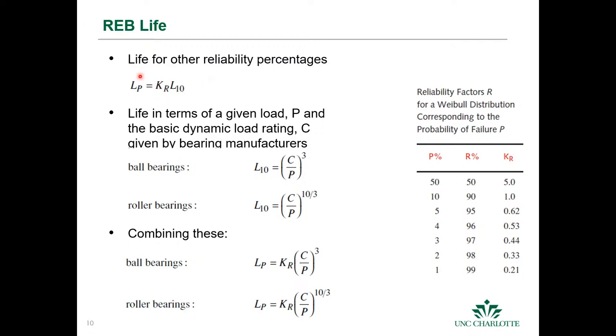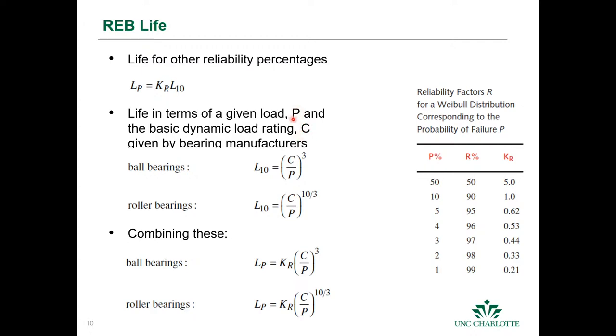If we want to know what the life is for other percentages, like if we wanted to know when 99% of the bearings would survive, then we need to take that L10 value and multiply it by this coefficient here, which corresponds to the probability of failure. So if we take the L10 life and multiply it by 0.21, K_R equals 0.21, then we know that 99 out of 100 of the bearings will last that many life cycles. The L10 life is given in terms of load and the basic dynamic load rating, which is this variable C.